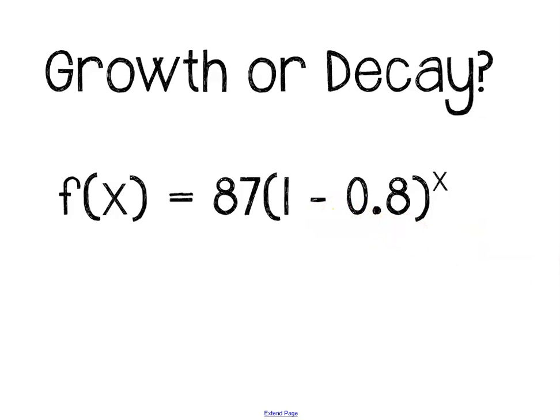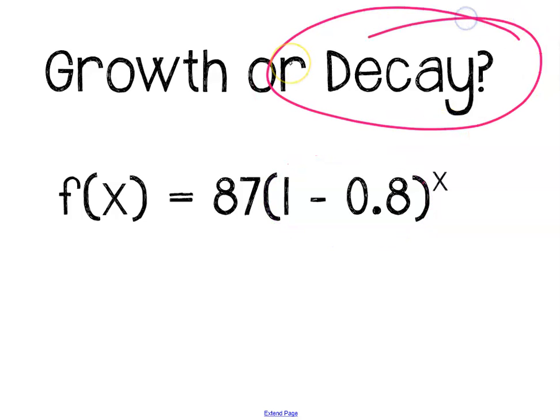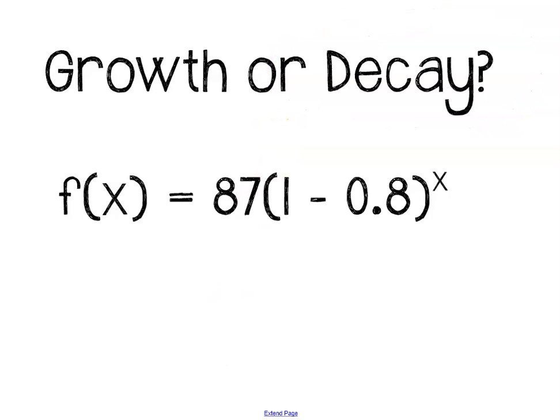Well, the number inside the parentheses here, the base of the exponent, which is our rate of growth or decay, is 1 minus 0.8. So that's going to be less than 1. So that's decay. All right, you should be able to easily identify now, just by looking at an equation, whether it's written in y equals form or f of x form, if it's growth or decay.